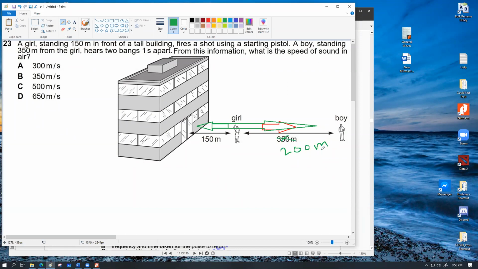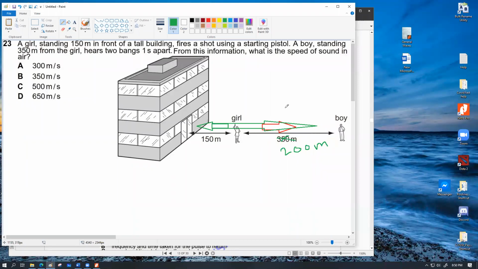Someone tell me, if this distance was 200 meters, what should be the answer? Anyone? 300. It would still be 300 meters per second. It's not very difficult. Try to have a look.